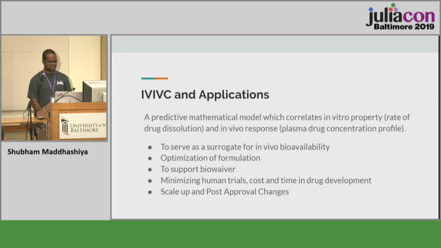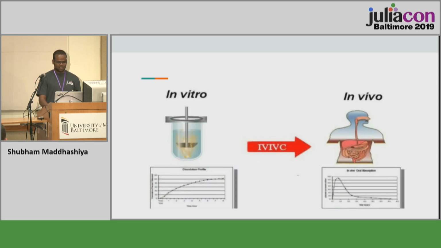So what is IVIVC? IVIVC is a predictive mathematical model which describes the relationship between the in vitro property of a dosage form and the in vivo response of the same dosage form. In vitro property means drug dissolution profile, and in vivo response can be plasma concentration profile.